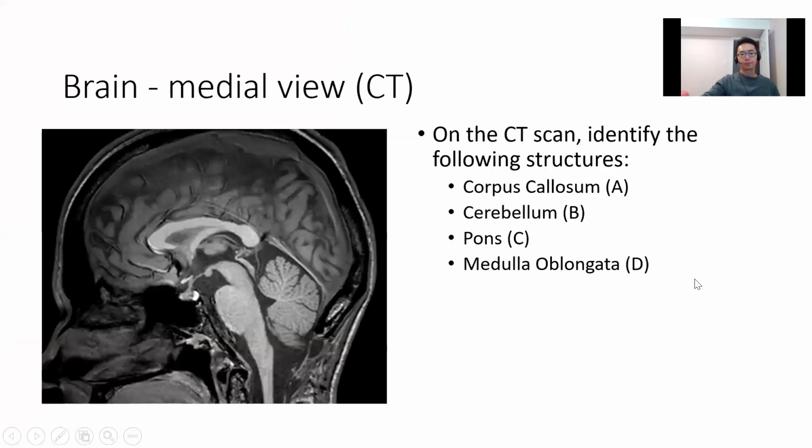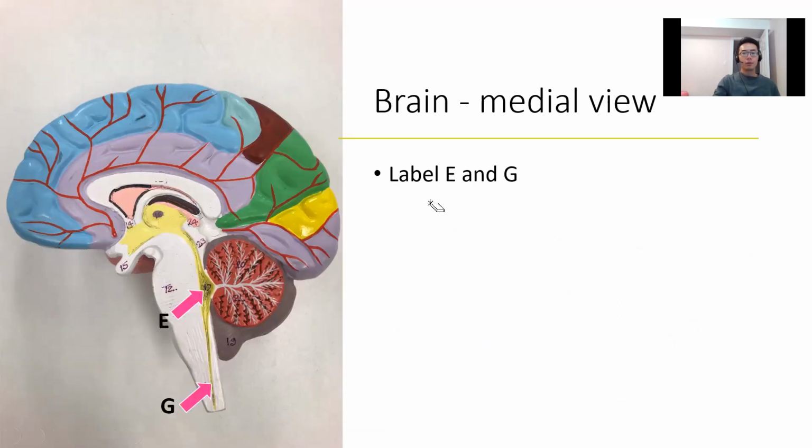Okay, next one. Label E and G. So E here, this little triangle area, is the fourth ventricle. And G is the central canal, which is in the middle of your spinal cord, right?